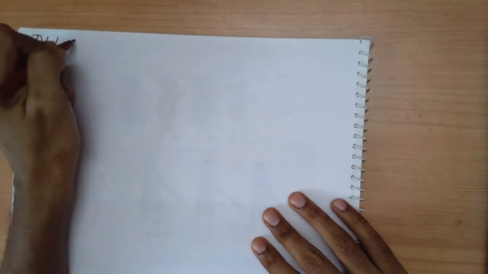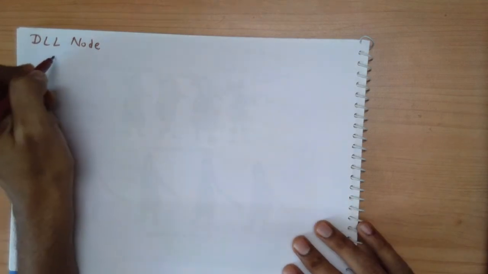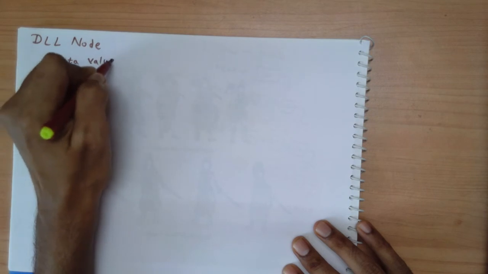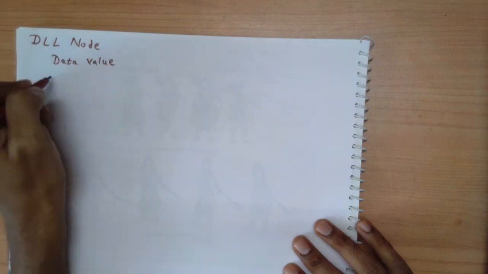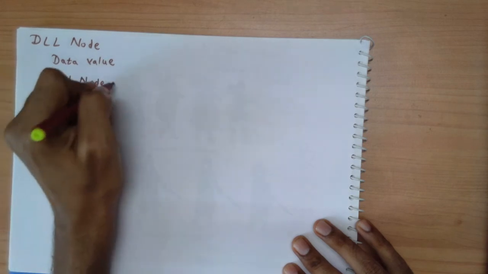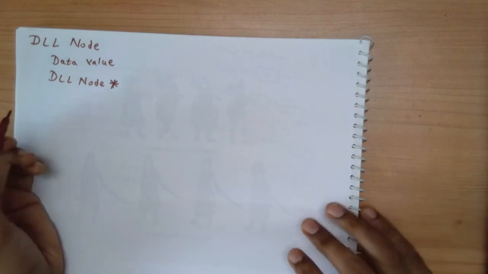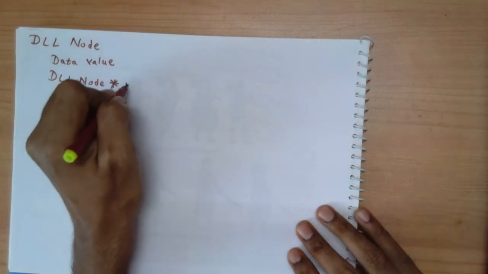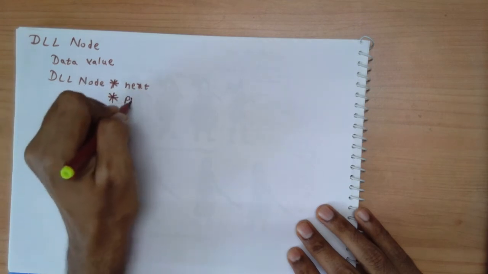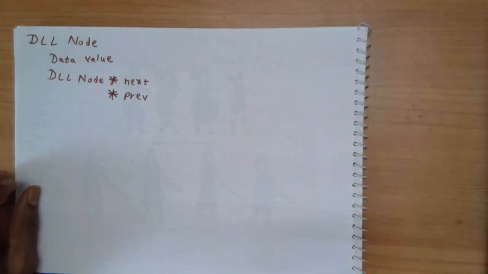So now, just like we defined the node for the singly linked list, I'm going to have the doubly linked list node definition. What it will have inside is a data value that it stores, and it will have pointers to a node. So it will have DLL node pointers, and we'll call those pointers the next pointer as well as the previous pointer. So that's the change that is going to happen in the node.